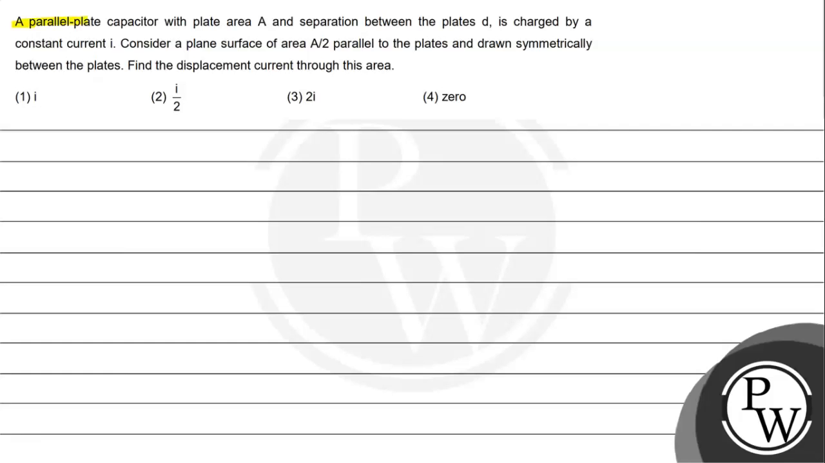The question says a parallel plate capacitor with plate area A and separation between the plates D is charged by a constant current I. Consider a plane surface of area A/2 parallel to the plates and drawn symmetrically between the plates. We need to find the displacement current through this area.